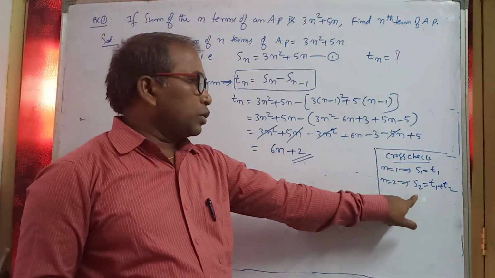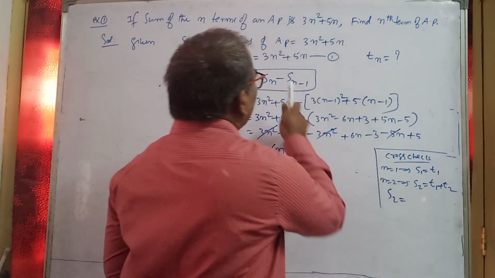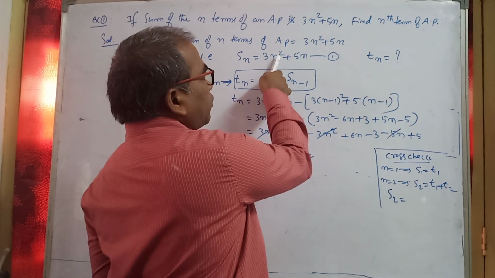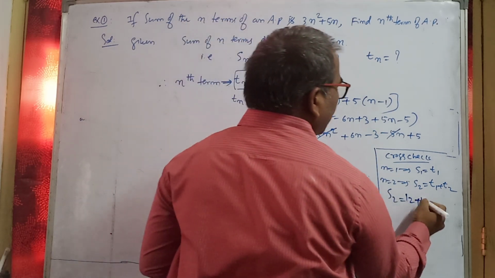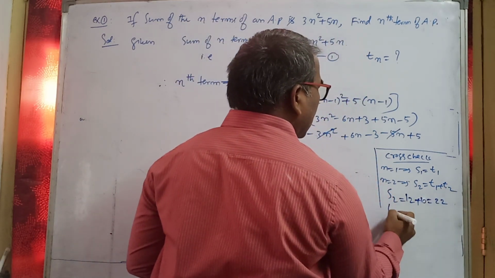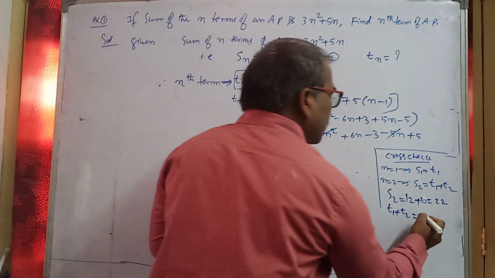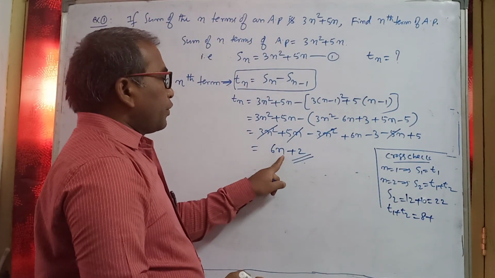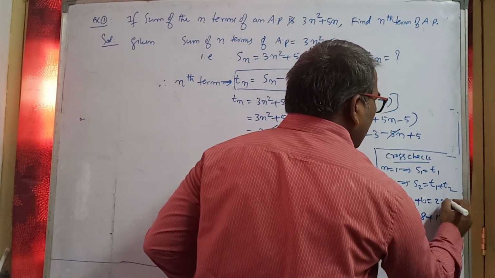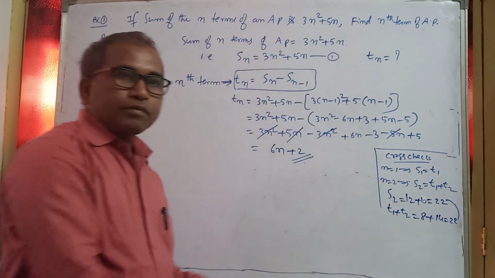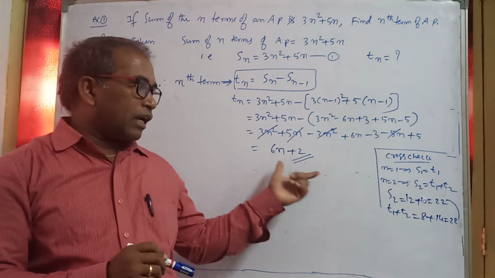It's okay. S2. How much is S2? Tell me. When you put n is equal to 2: 2 square, 4. 4 into 3, 12. 2 into 5, 10. So 22. Is T1 plus T2 also 22? Let us see. T1, 8. T2, 2 into 6, 12, 12 plus 2, 14. See, these two are the same. Okay. So like that we can cross check whether your answer is correct or not. This is the cross check.